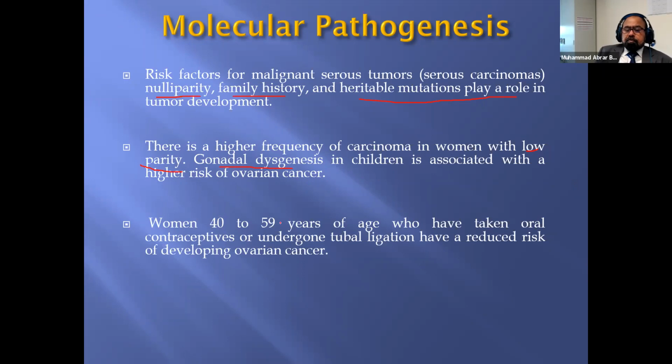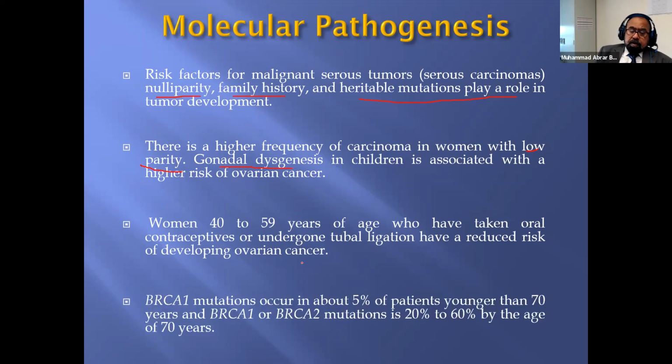Women 40 to 59 years of age who have taken oral contraceptives or undergone tubal ligation have a reduced risk of developing ovarian cancer. So this is a plus point for the woman who has taken oral contraceptives. Now they have also seen that BRCA1 mutation occurs in about 5% of patients younger than 70 years, but BRCA1 and BRCA2 mutations in 20% and 60% by the age of 70. So both BRCA1 and BRCA2 will be present when the patient is more than 70 years. If less than 70 years, you can only see BRCA1, which is present only in 5%.